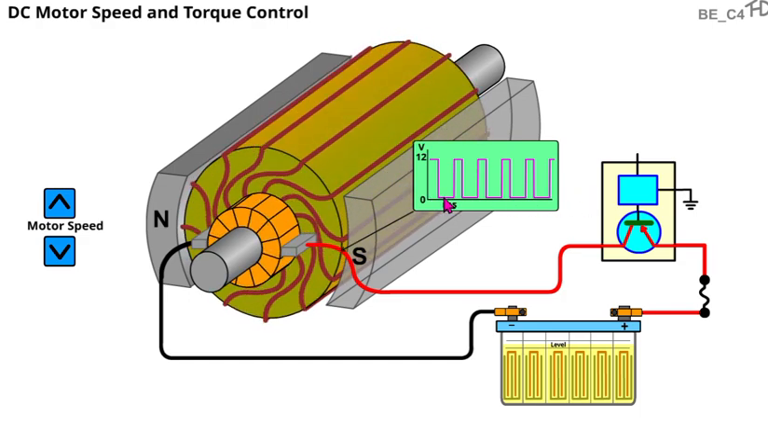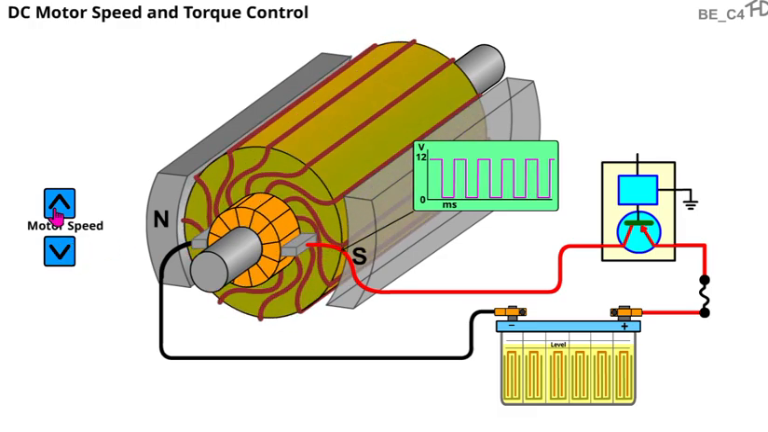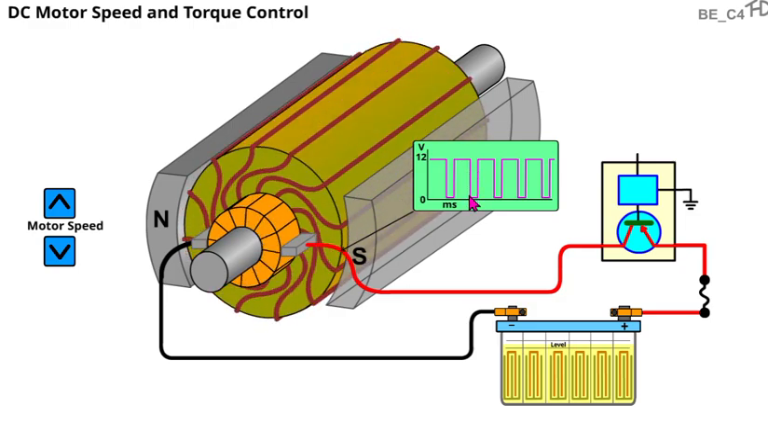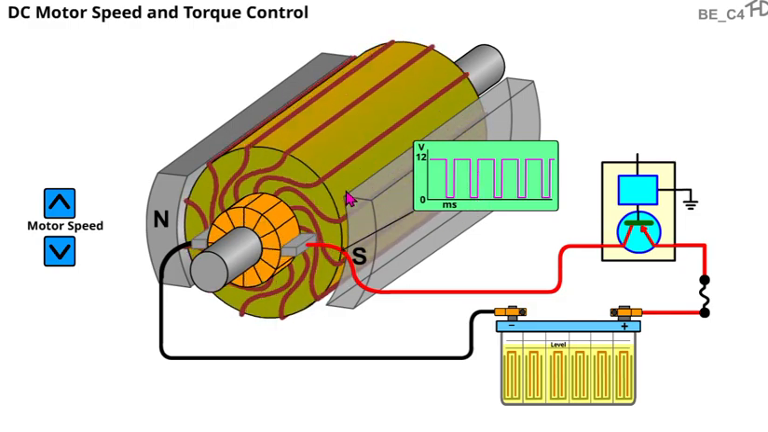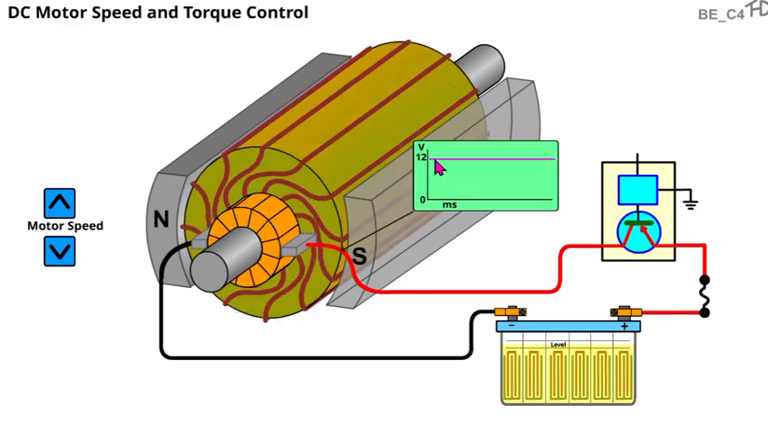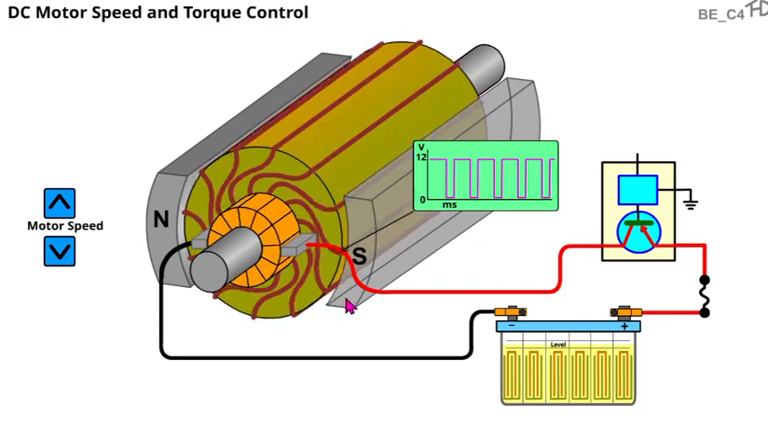So if we have more off time than on time, we're going to have a slower speed. And if we have more on time versus off time, say a 75% duty cycle, then 25% of the time it's off, 75% it's on, we get a faster speed. And then if we are just full blast, 12 volts, high speed, just a constant 12 volts is going through it. So that's how a pulse width modulated control works.